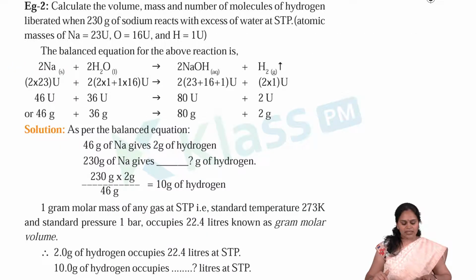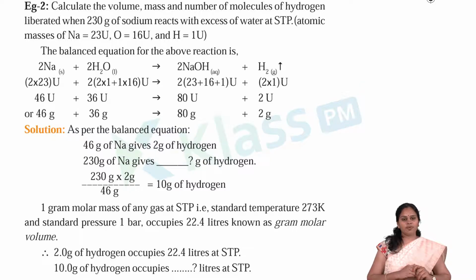Now you explore example 2: calculate the volume, mass and number of molecules of hydrogen liberated when 230 grams of sodium reacts with excess water at STP. STP means standard temperature and pressure. The atomic mass of Na is equal to 23 units, oxygen is 16 units and hydrogen is 1 unit. The balanced equation for the above reaction is 2Na plus 2H2O gives you 2NaOH plus it liberates the gas, that is hydrogen. Let us see the solution.